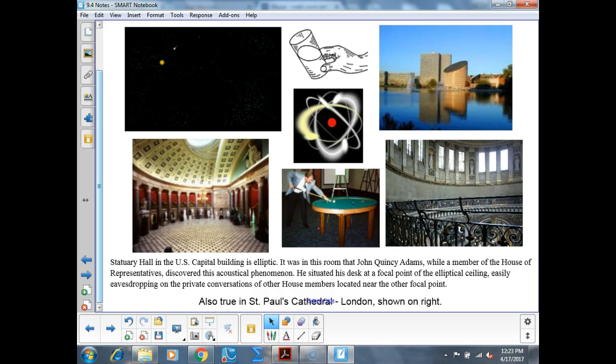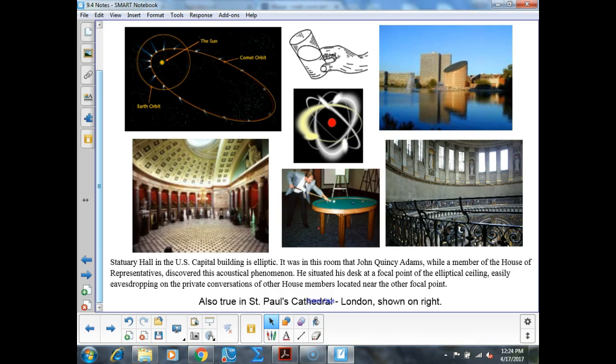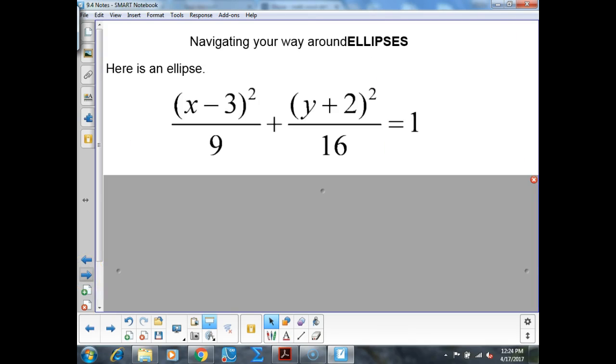The one on the right is St. Paul's Cathedral in London. I know the Science Museum in St. Paul's has a room that's an ellipse, and you can stand in one spot and hear any conversation going on in the room. So there are all different kinds of ellipses. So that's an ellipse.